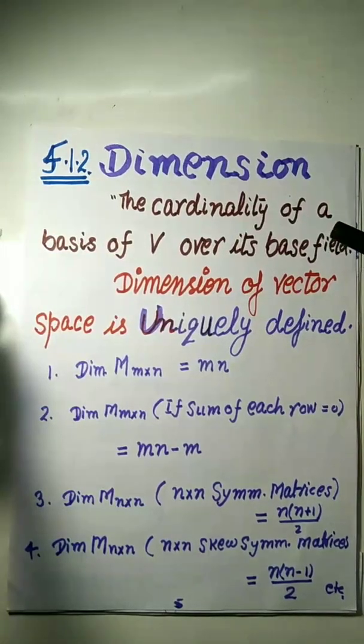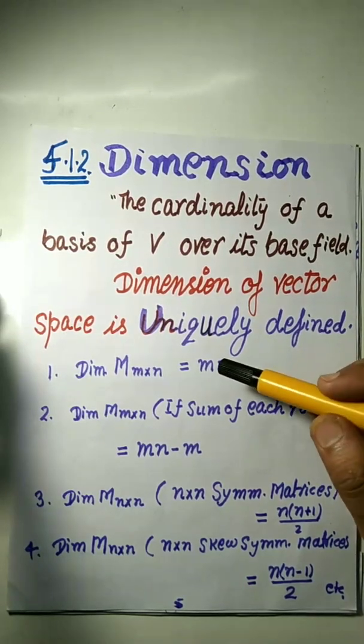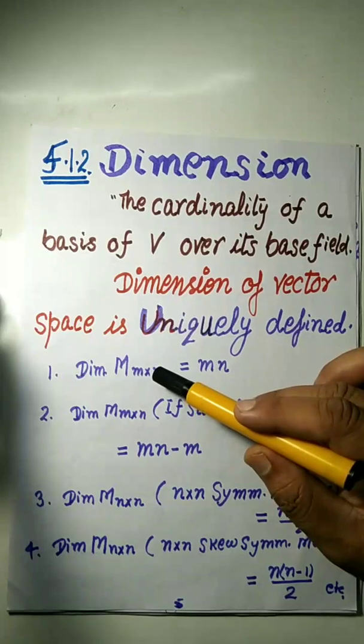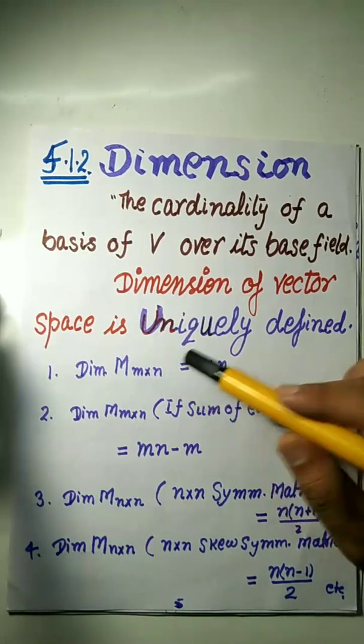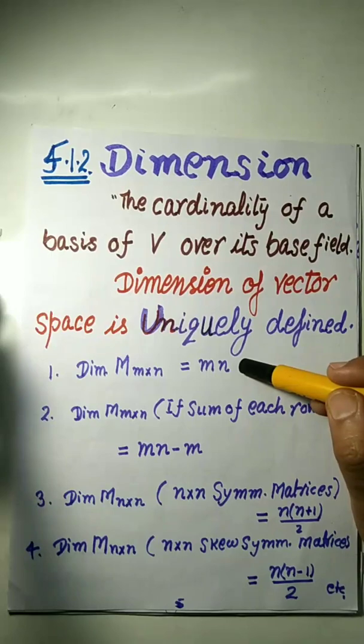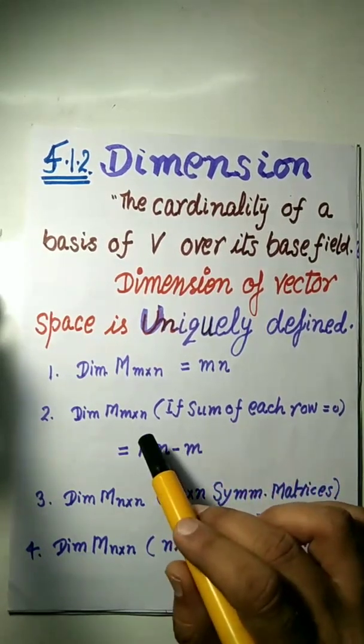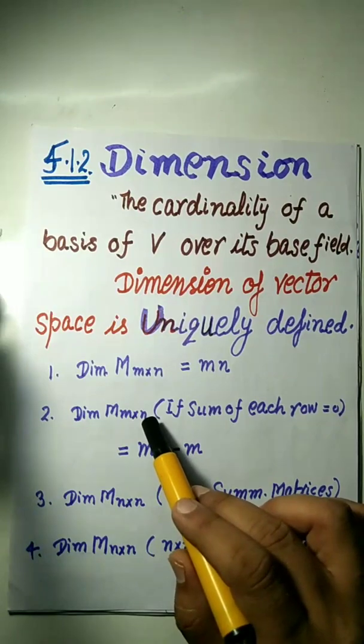Now, dimension. The cardinality of a basis of vector space V over its base field, that is the dimension. Dimension of vector space is uniquely defined. Now, dimension of matrices of order m into n will be m into n.